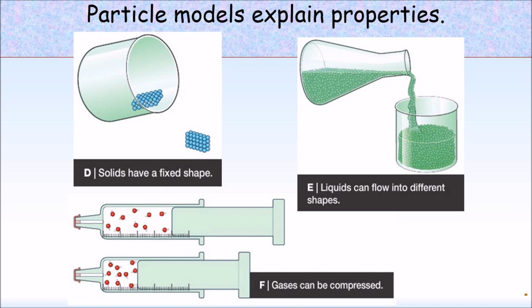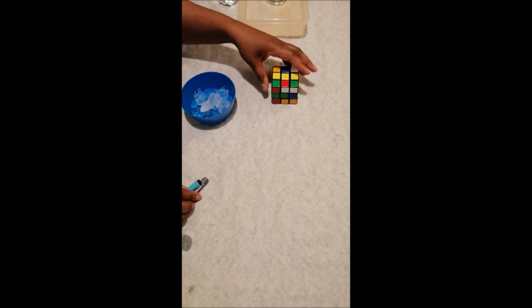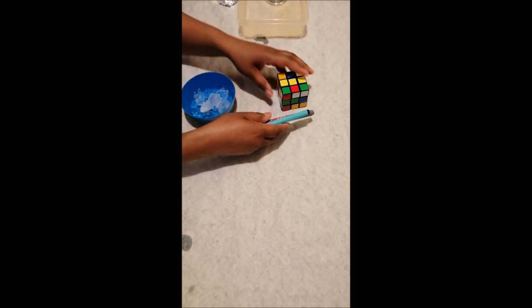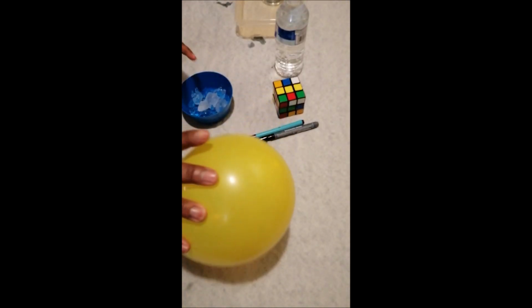You're going to watch a demonstration that will explain these particle properties, or the three states of matter and their properties. I'm going to demonstrate solids, liquids, and gases using various objects I found at home. You guys can also do the same thing. So here I have a Rubik's Cube. I have some pens, which are solids. I have a bottle of water here, which is a liquid. I've got a balloon here, which contains air, which is a gas.